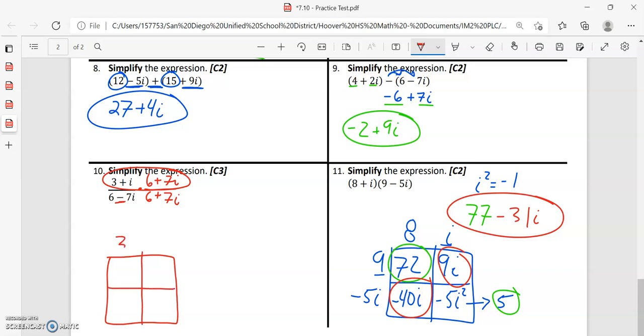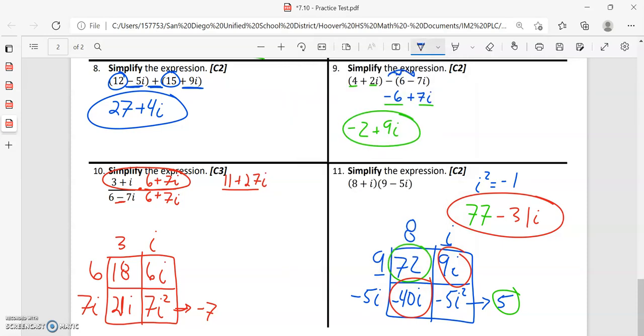So we get 3 and i, 6 and 7i. 6 times 3 is 18. 6i, 21i, and then 7i squared. Remember, this becomes negative 7 now. So the top of our equation is 18 minus 7, which is 11, and 21i plus 6i, which is 27i.